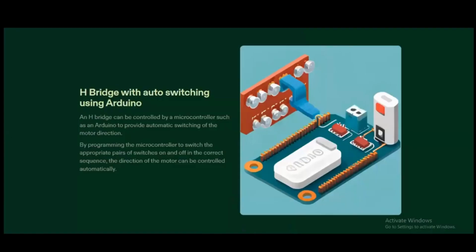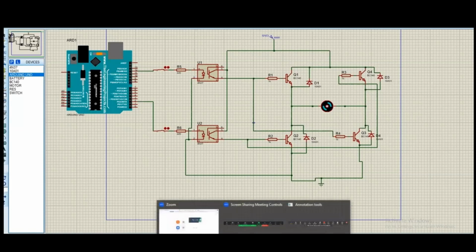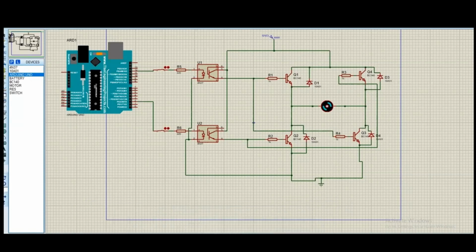Okay, we also have a video of our working circuit. Let me show you that.